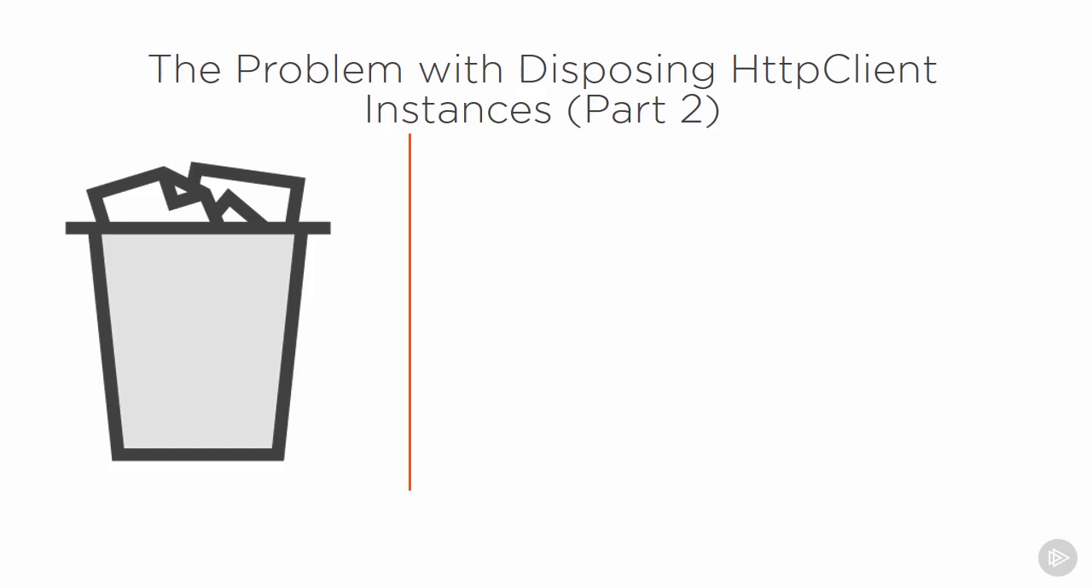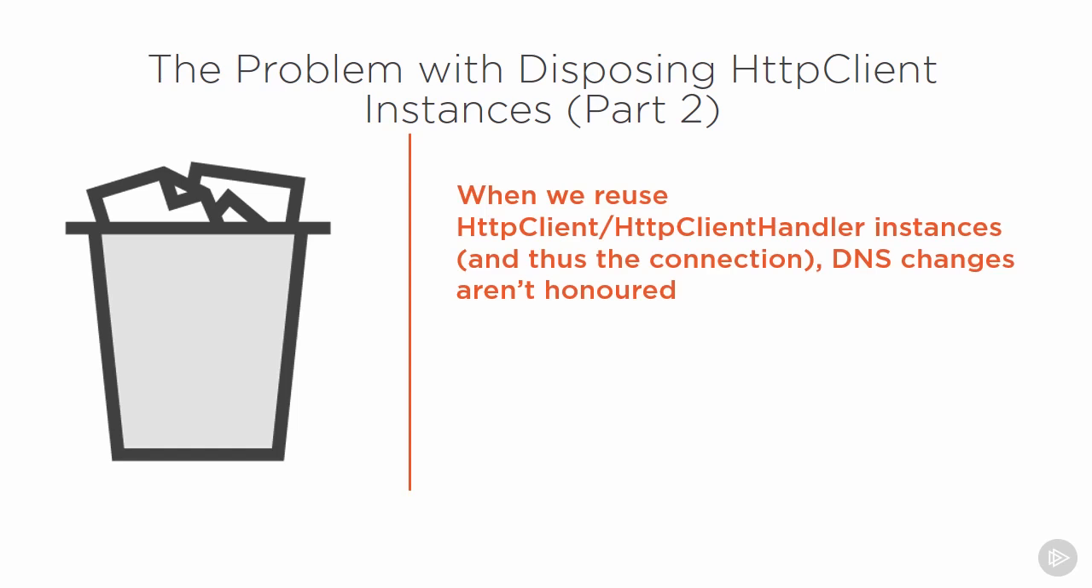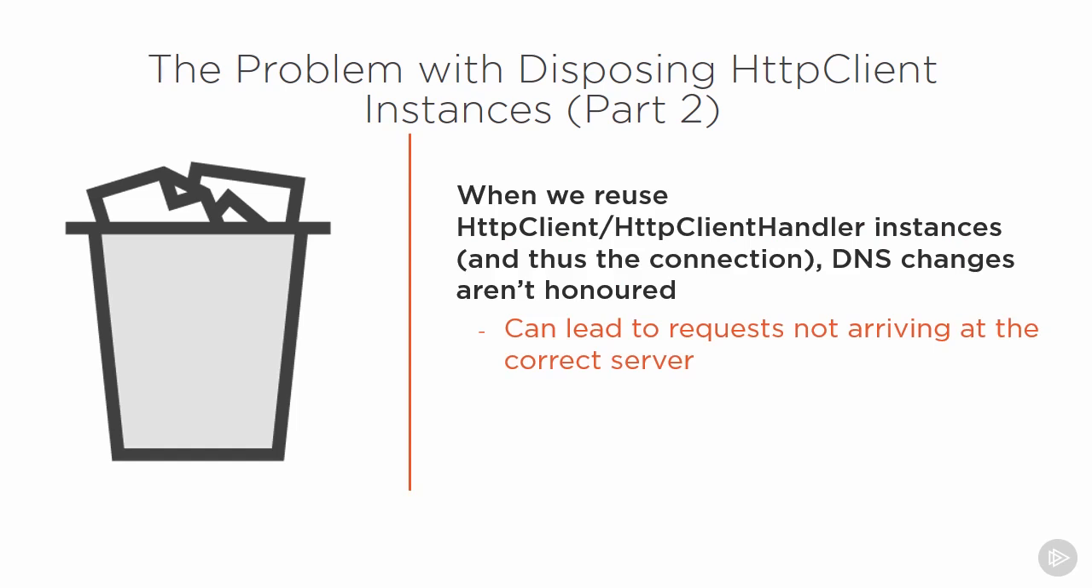From that demo, the solution seems obvious. Just reuse the instance by making it static, as we've been doing all along, and we're good to go. Well, not exactly. When we reuse our instance, the connection is reused until the socket is closed, for example due to a network disruption. But that means that domain name system changes aren't honored. And that's a problem, as using a DNS change to switch between different environments, like switching from staging to production, is a common scenario. If the change isn't honored, requests would still go to staging instead of production.